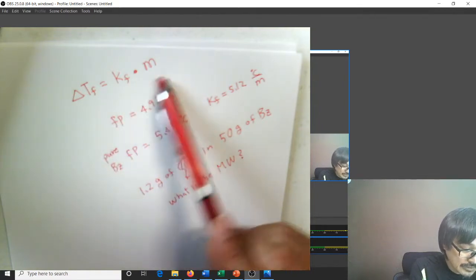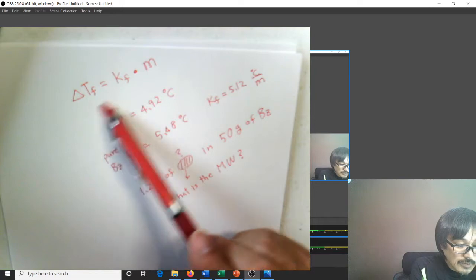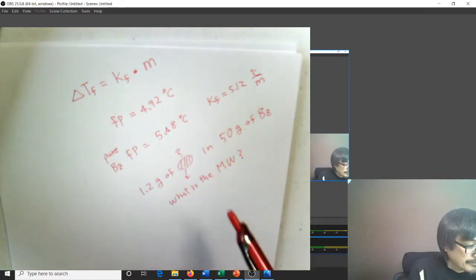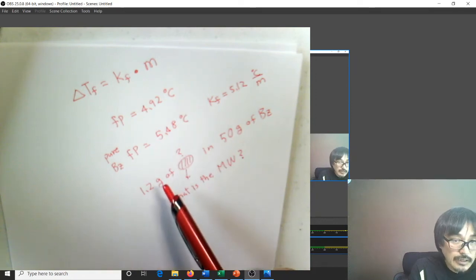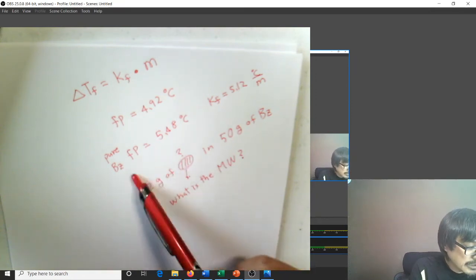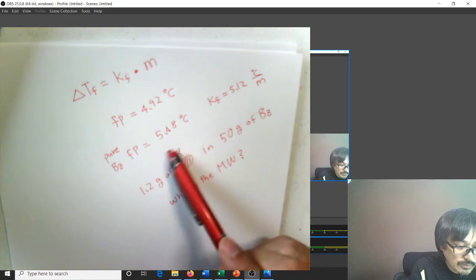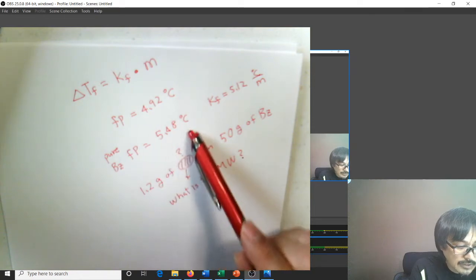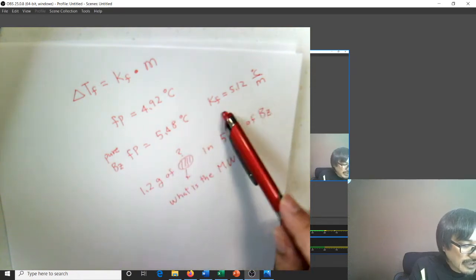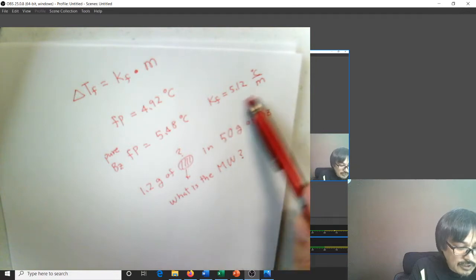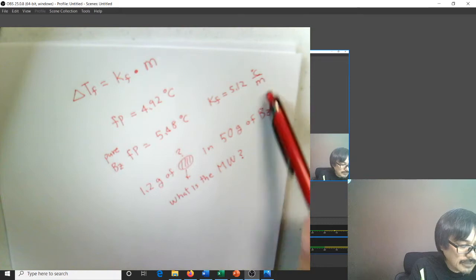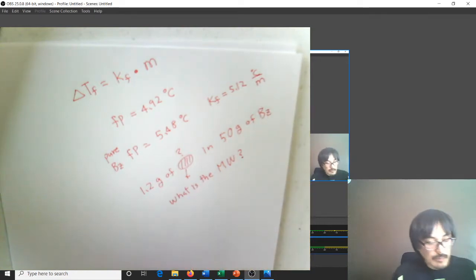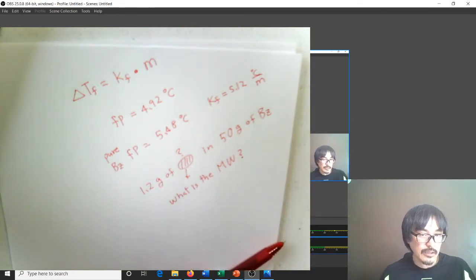temperature change, right? So we are going to use this formula right here. The freezing point of the solution is 4.92 degrees Celsius, and the pure freezing point is 5.48 degrees Celsius. The Kf, you look it up on the table, and you get 5.12 Celsius divided by m, and then we are supposed to get the molecular weight.